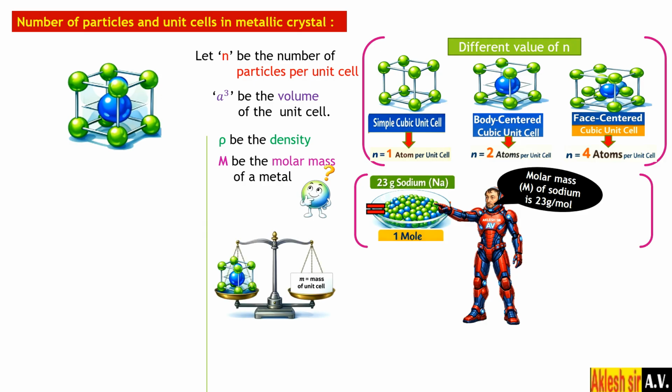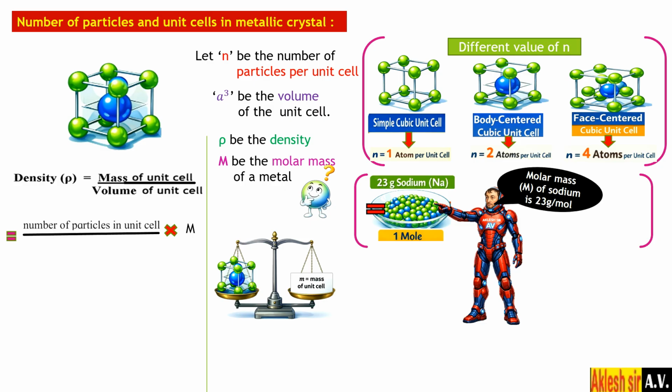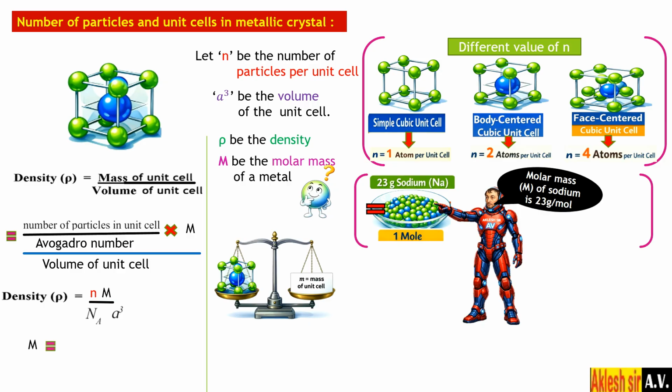Let m represent mass of unit cell. Density, denoted by ρ, is equal to mass of unit cell divided by volume of unit cell. Mass of the unit cell can be written as number of particles into molar mass divided by Avogadro number, whole divided by volume of unit cell. So, density is equal to n into M upon Na multiplied by a cube. Rearranging the formula, we get M is equal to ρ into Na into a cube divided by n.